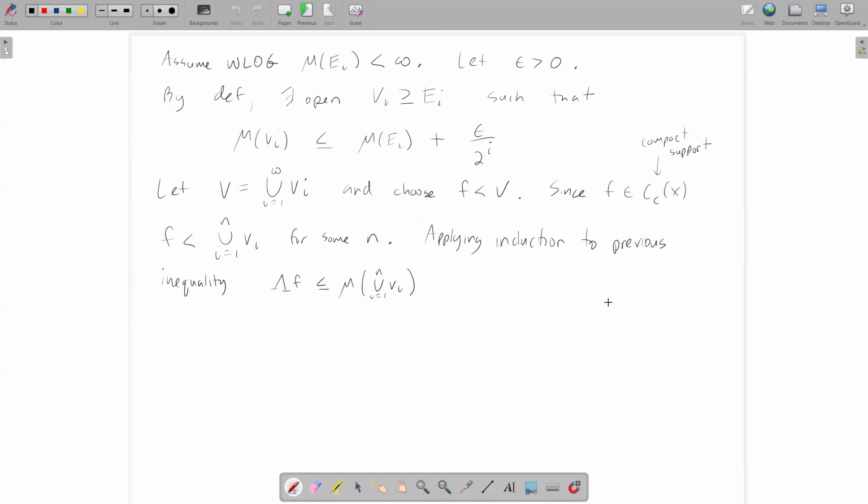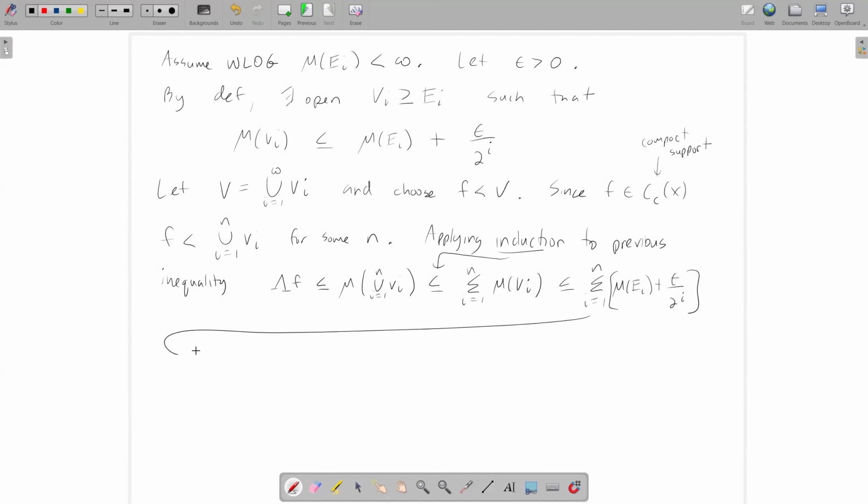Remember this. We're just using that again. Okay. And now the induction is really giving me this inequality here. It's less than or equal to the sum i equals 1 to n of the measures of the individual V_i's. Okay, and now remember the measures of the individual V_i's are less than or equal to these. So what we get then is the sum i equals 1 to n of mu(E_i) plus epsilon over 2^i. Okay, so we're summing all of those, but then, I might as well just sum all the way out to infinity, right? That's only going to make it larger.